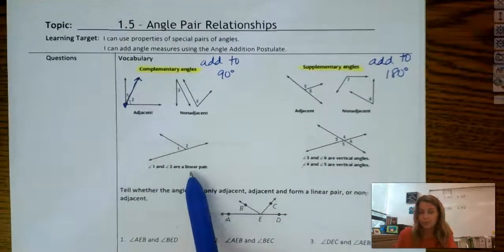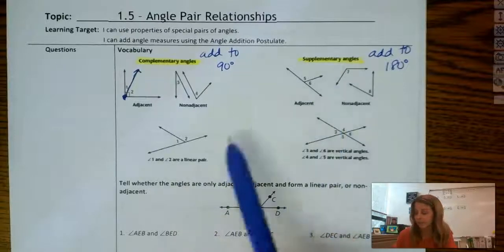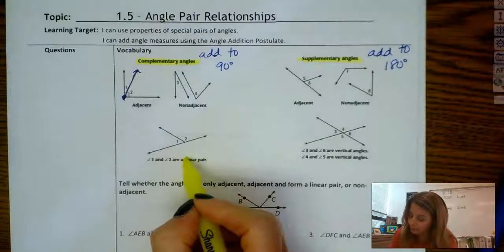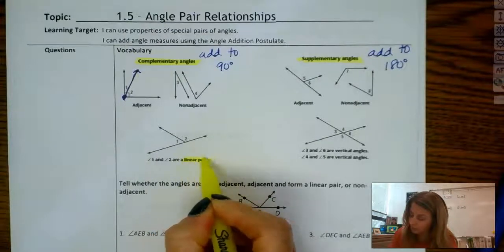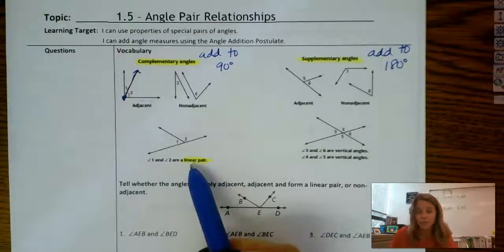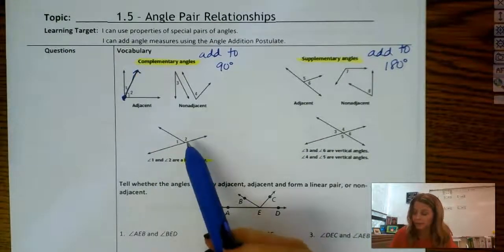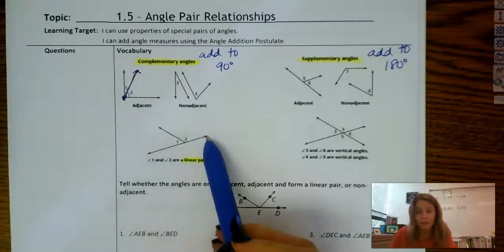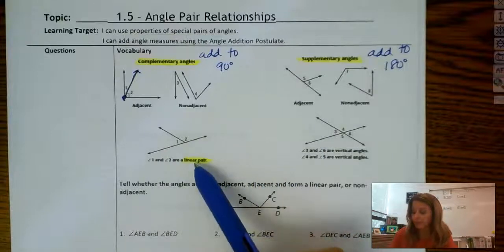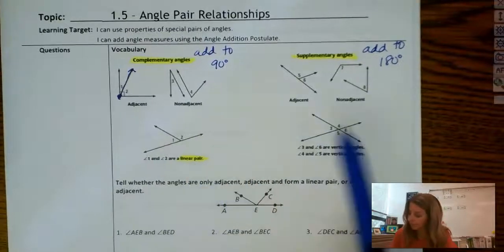Now, a special type of supplementary angles that are adjacent are considered a linear pair. So this word is something we will use all the time going forward throughout multiple units. A linear pair is a set of angles that are along a straight line and they are adjacent. So they are supplementary as well, but they're called a linear pair.